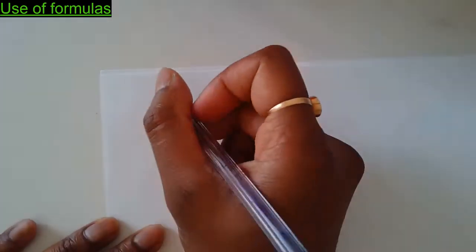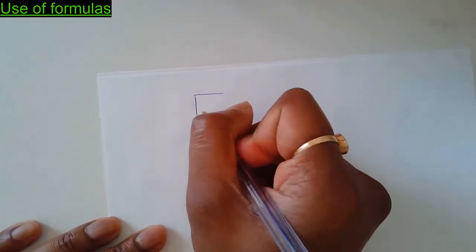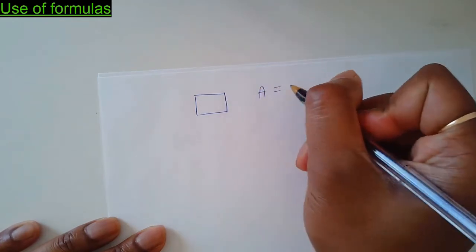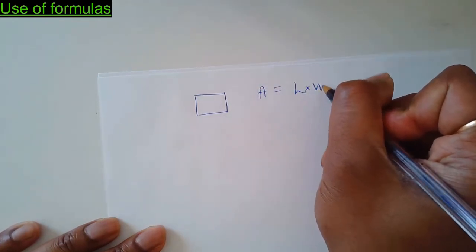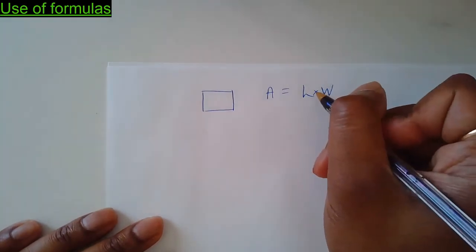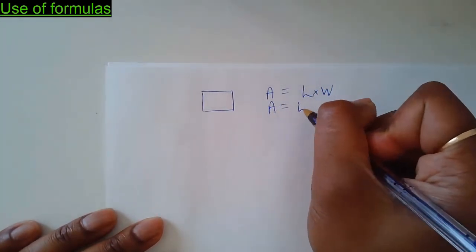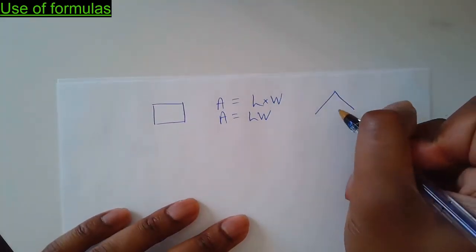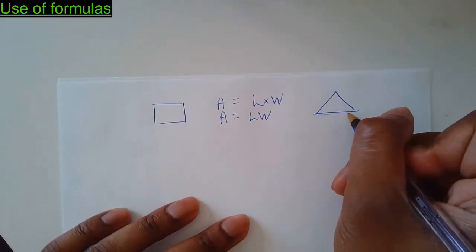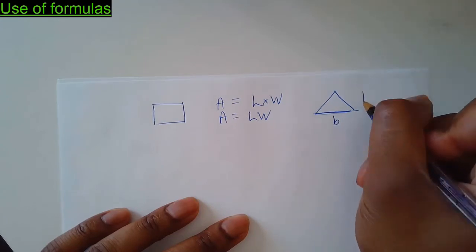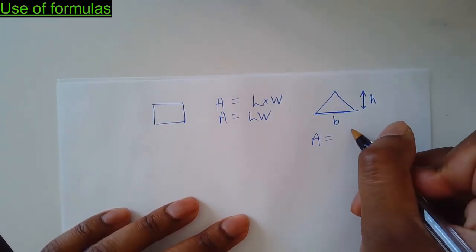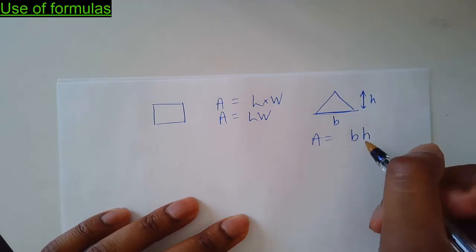Here's one, very basic. When you've got a rectangle, to work out the area of a rectangle, area is equal to length times width. But as you know, in algebra we don't put the times symbol, we could just say area is equal to length width. What about a triangle? Let's say that there is the base, and that's the vertical height. Area of a triangle is base times height divided by 2.